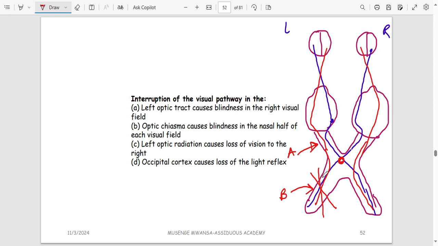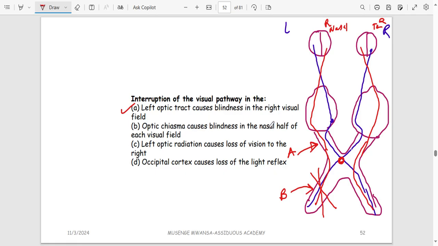So you can see for the left optic tract, it's bringing information coming from the nasal field of the left eye and also the temporal field of the right eye. Or simply, since this is the right side of the left eye and the right side of the right eye, we are calling these the right visual fields. So left optic tract causes blindness in the right visual fields. That's true, isn't it? Hope that's right. And I don't expect there to be another option that's correct. So this is going to be our option.